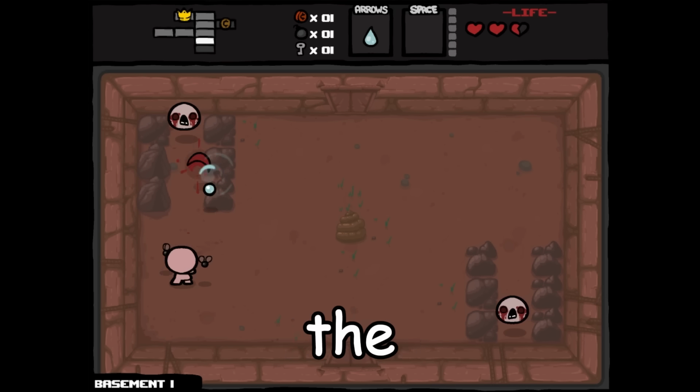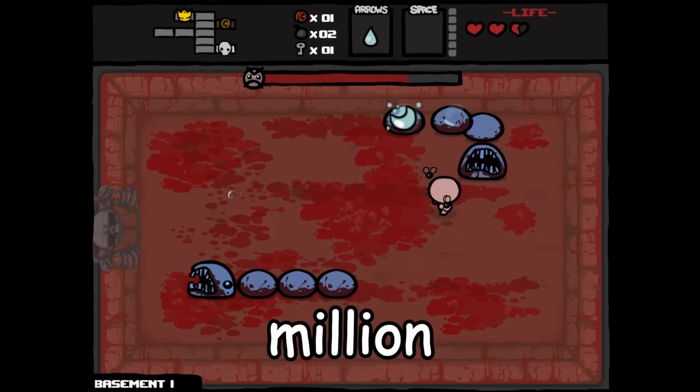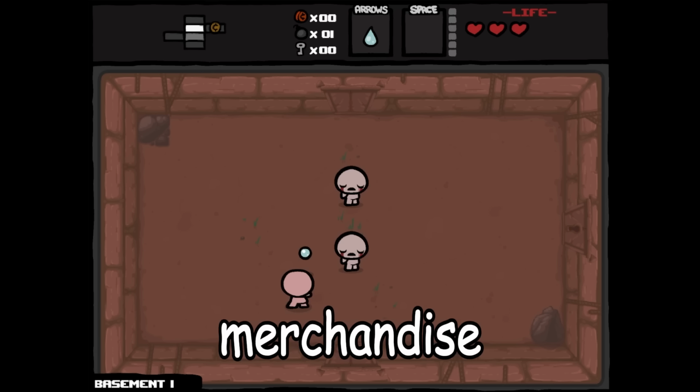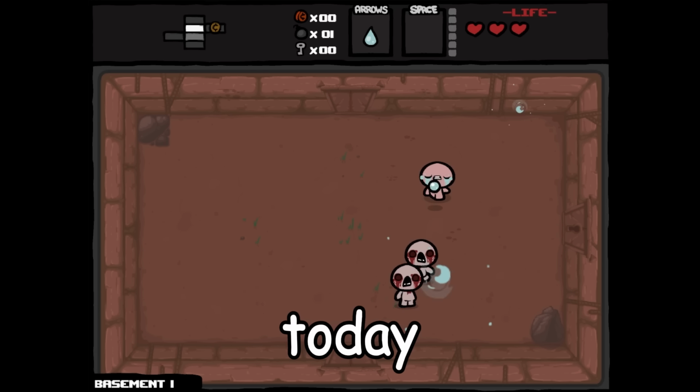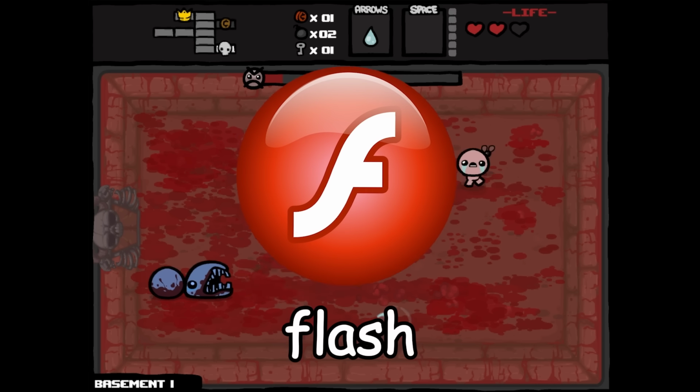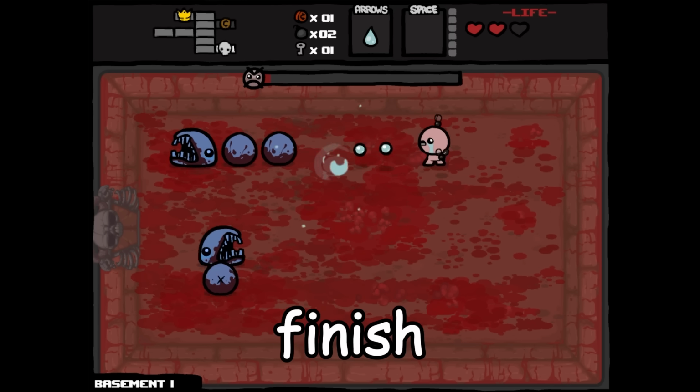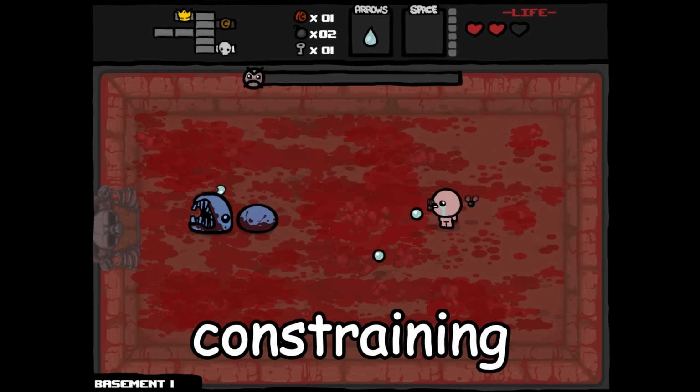He went on to make The Binding of Isaac, which became a multi-million-dollar franchise with physical editions, merchandise, and expansions still releasing today. The Binding of Isaac began life as a Flash game. He had to abandon Flash to finish it because Flash's limitations were constraining what he could build.